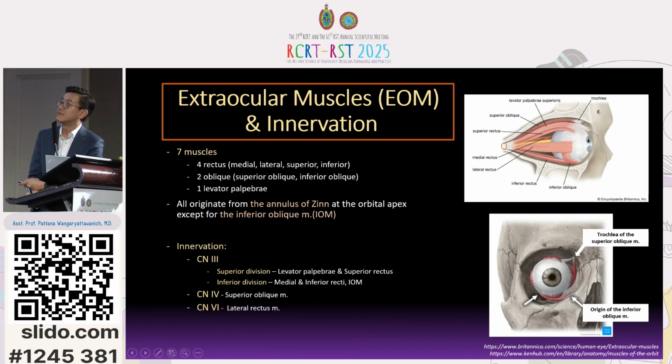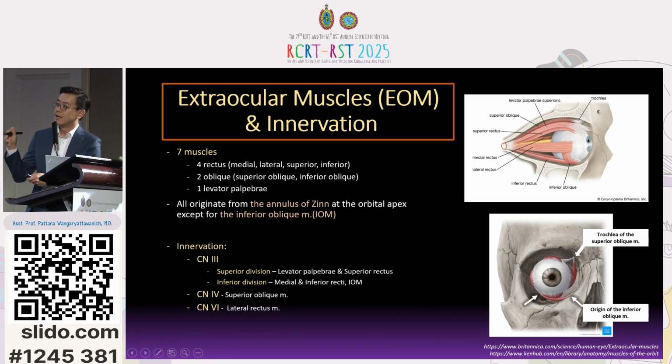Next is the extraocular muscles and their innervation. For extraocular muscles, we have 7 muscles, including 4 rectus muscles, 2 oblique muscles, superior oblique and inferior oblique, and lastly, 1 levator palpebrae. All extraocular muscles originate from the common tendinous ring at the orbital apex, so called the annulus of Zinn, except for the inferior oblique muscle.